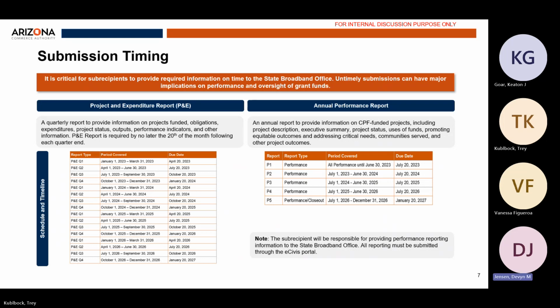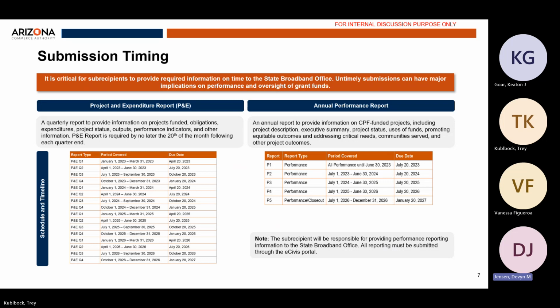ACA's expectation is that subrecipients should be tracking project progress and keeping records that include the information requested. If subrecipients are able to submit the quarterly report prior to the 20th, please feel free to do so. We just ask that each subrecipient submit no later than the 20th of the following month. Note that the P&E report is submitted quarterly and is different from all payment reimbursement reports, which are submitted monthly.